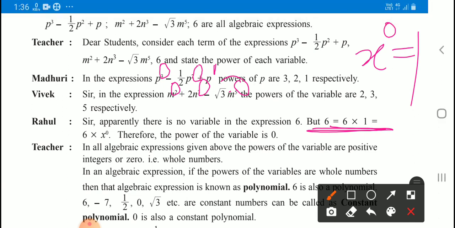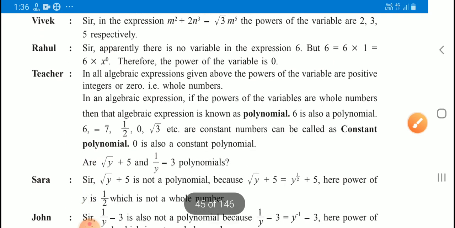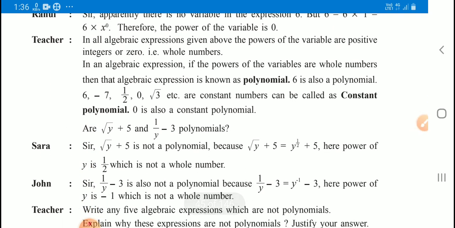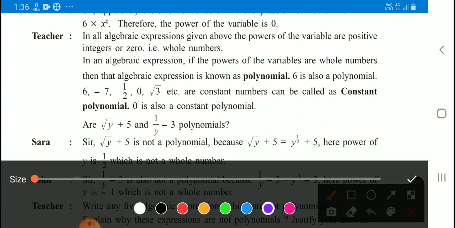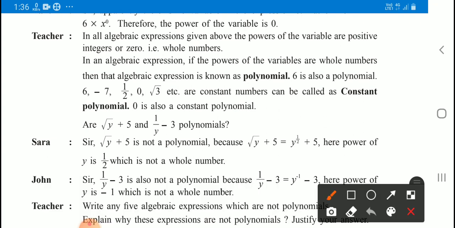Okay. The teacher said in all the algebraic expressions given above, the powers of the variables are positive integers or 0, and these are all whole numbers. You know the definition of whole numbers, that is the numbers 0, 1, 2, 3, 4 and so on. These are known as the whole numbers, meaning 0 with all natural numbers are known as whole numbers. So keep in mind, if the power of the variable in any algebraic expression is a whole number, then that expression is known as a polynomial.